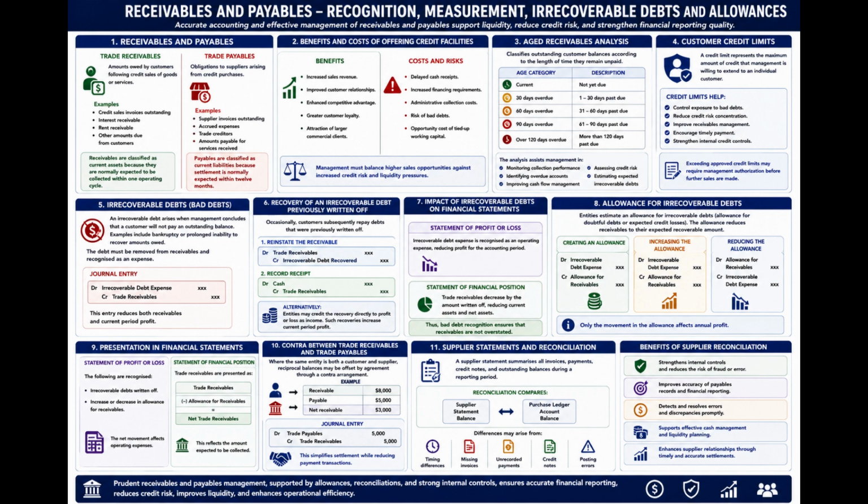6. Recovery of an irrecoverable debt previously written off. Occasionally, customers subsequently repay debts that were previously written off. The accounting treatment is to reinstate the receivable. Dr. Trade receivables, Cr. Irrecoverable debt recovered. Then record the receipt: Dr. Cash, Cr. Trade receivables. Alternatively, entities may credit the recovery directly to profit or loss as income. Such recoveries increase current period profit.